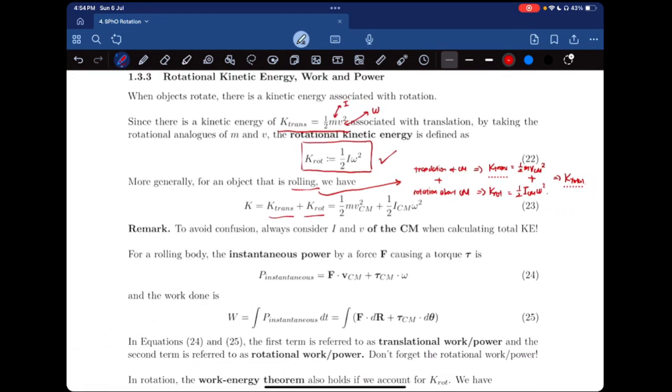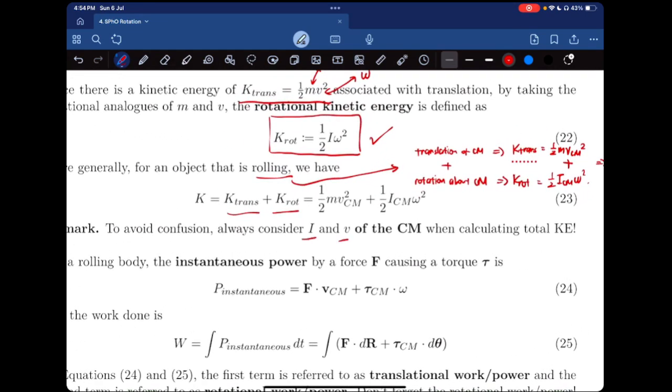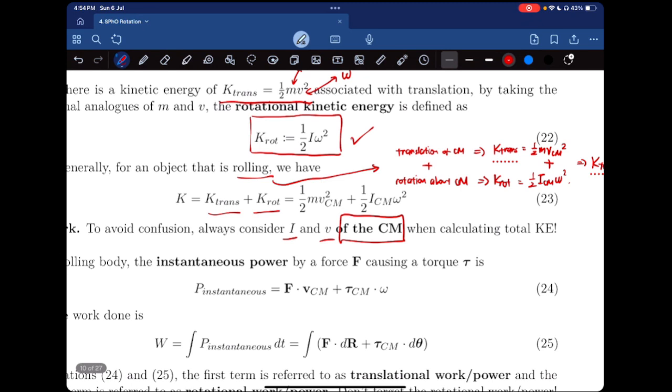I would really recommend you to always consider I and v of the CM when you calculate total KE. This will save you a lot of confusion on what v and what I to use. Basically, equation 23 will always work. So just use the CM.